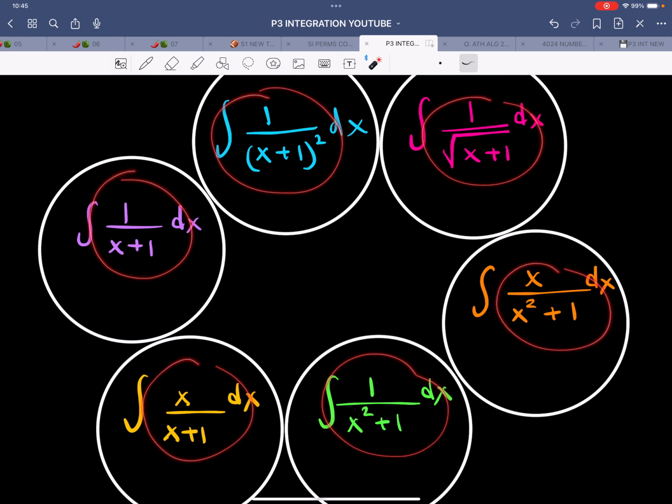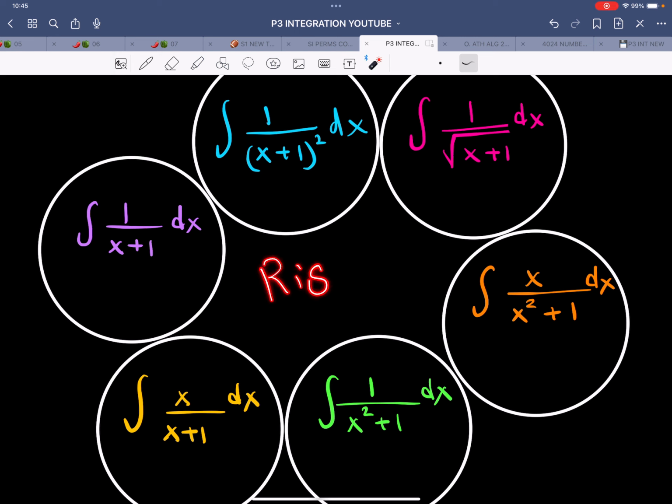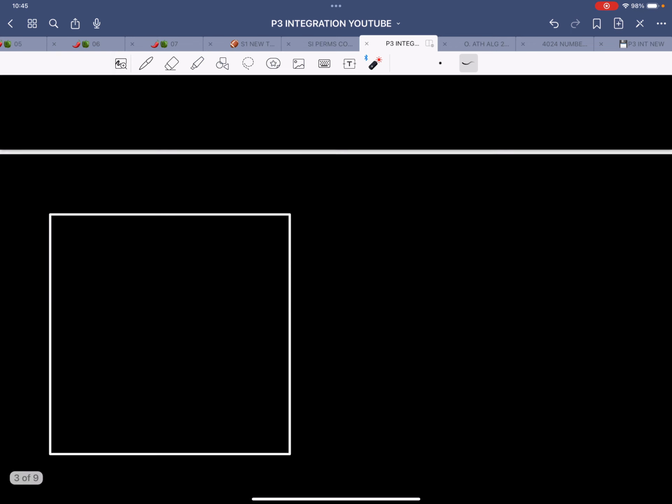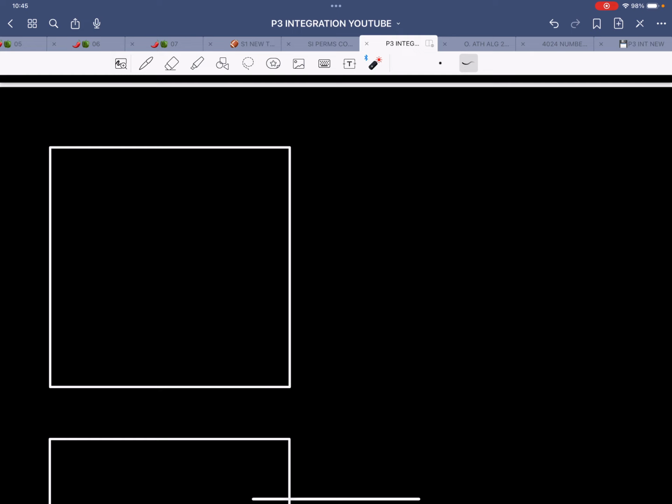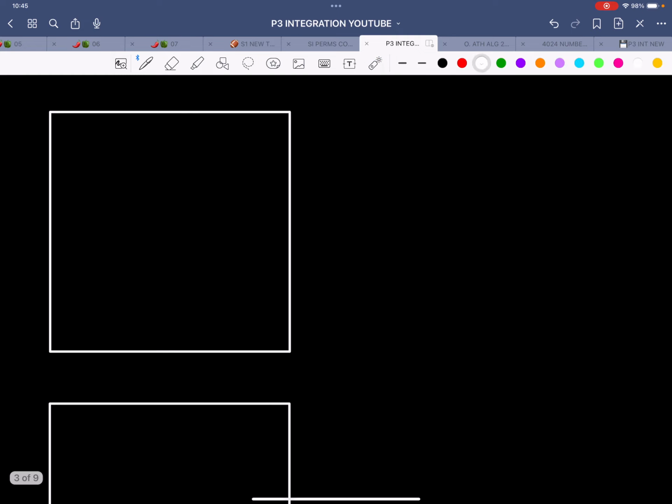Now, how to decide which is the right technique of integration? The method of integration is called technique. So, which is the right technique? We have to decide. So, let's get started. First of all, in these boxes, let me write the common techniques that could come.